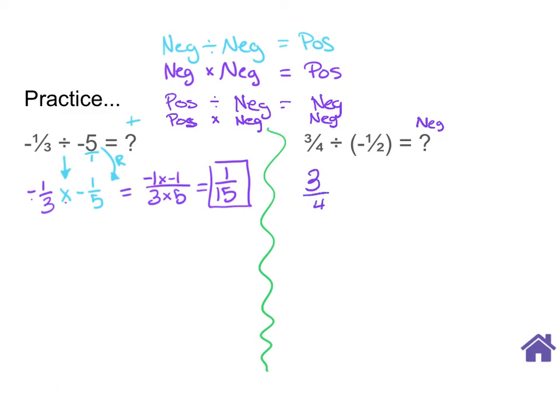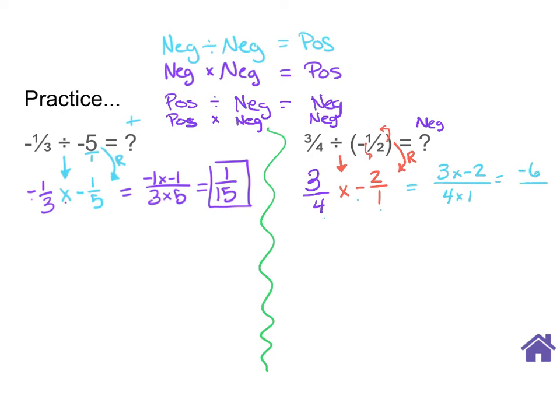So 3/4, the division sign is going to become multiplication, and I'm going to flip, or find the reciprocal of -1/2. So that's -2 over 1, okay? I am not changing the positive to a negative or a negative to positive. All I'm doing is putting the 2 on the top and the 1 on the bottom. Now I just need to multiply straight across. So I have 3 times negative 2, and then 4 times 1. 3 times negative 2 is negative 6.